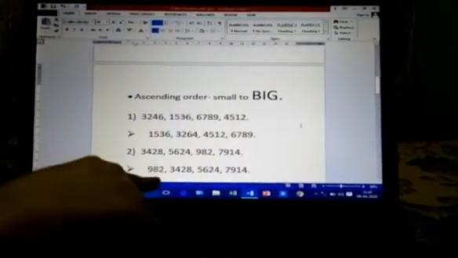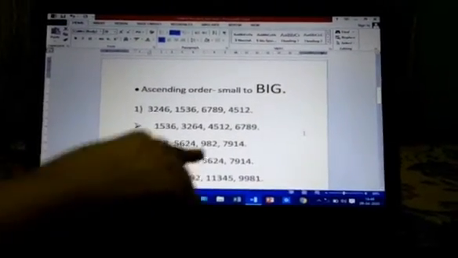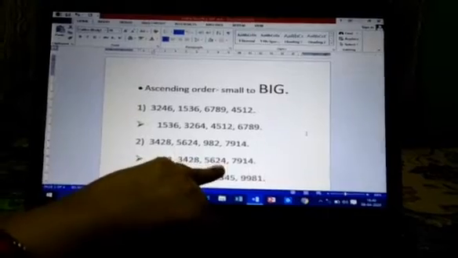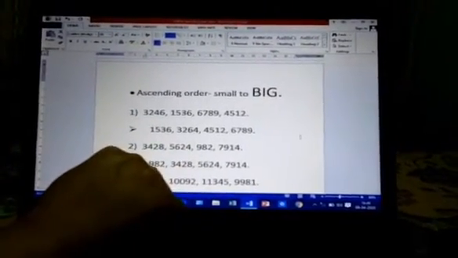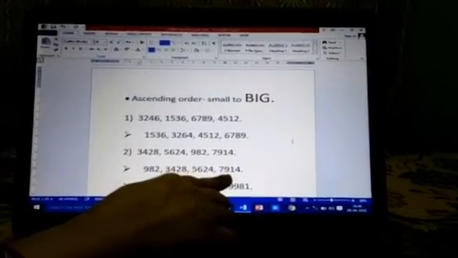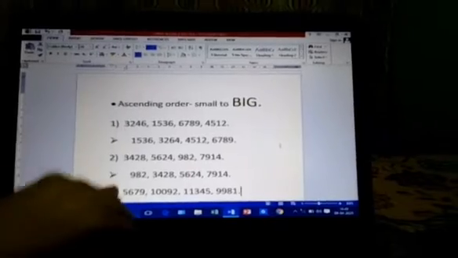Oh yes, it's right. 982, 3428, 5624 and 7914. So this is how we are going to arrange the numbers from small to big. Okay, now let's go to question number 3.